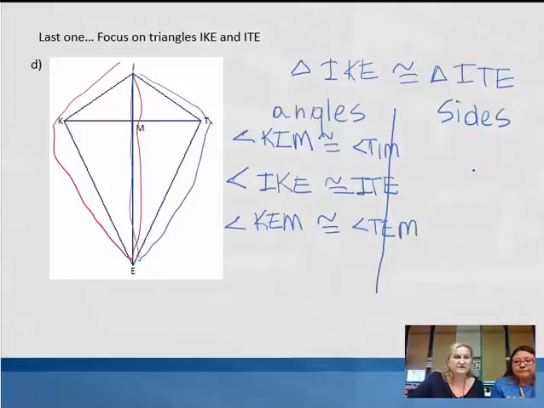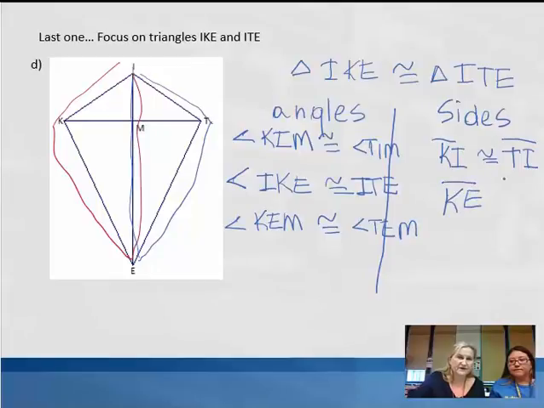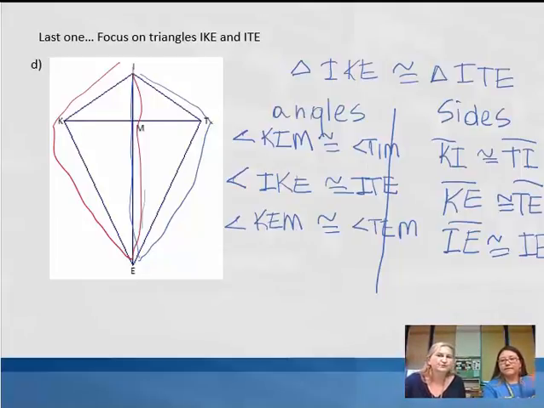Now for my corresponding congruent sides. My first side, KI, is congruent to side TI. My second side, KE, is congruent to TE. And the third side, if you notice, both triangles are sharing this side right here, so IE is congruent to itself. Side IE is congruent to side IE. That's one of the properties, called the reflexive property. When we get to proofs in the future, we'll be applying that to some of the triangles. I think that's our last example.